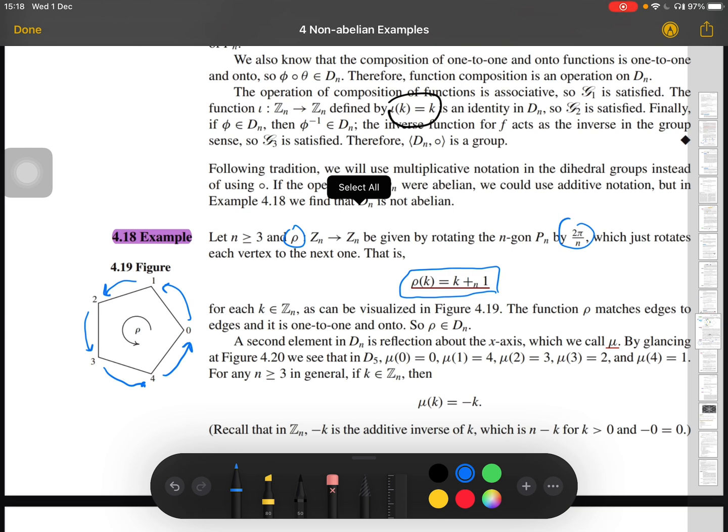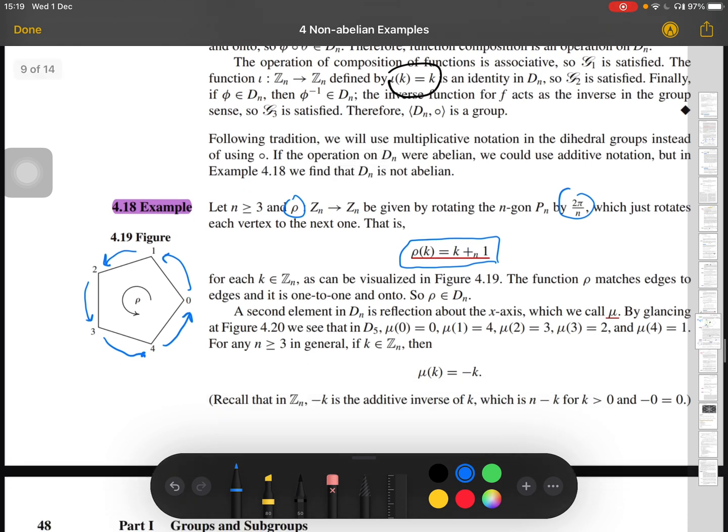Our n is 5 because we have 5 vertices, right? So obviously in integer modulo 5, you have 5 elements: 0, 1, 2, 3, and 4. So the function rho maps edges to edges, and it is one-to-one and onto. So rho is a member of the nth root of unity.